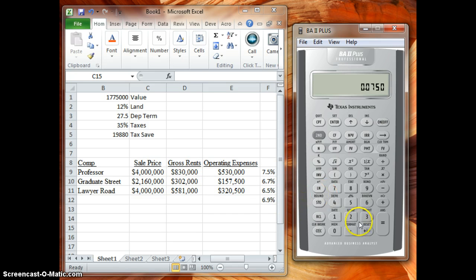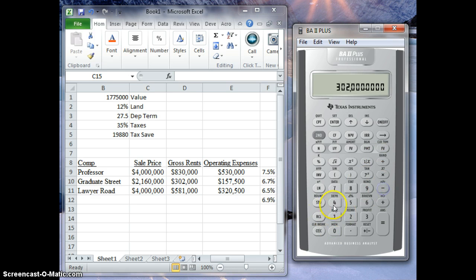Now let's figure up the NOI for the second building. That's going to be our $302,000. We're going to subtract our 157.5, and we get our 144,500, and we're just going to divide that into our 2,160. Whoops, I forgot to hit the divide symbol. Let's do that again. 302 minus 157.5, equals, and then we're going to divide by 2160, and we get 0.0669. I've just shortened that to 6.7%, but you may want to write down the full digits on a scrap piece of paper.